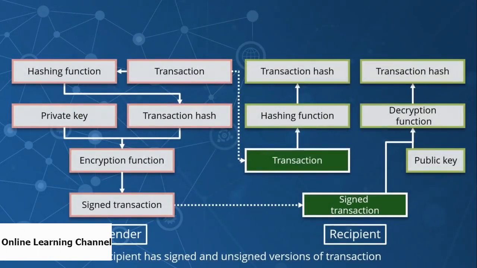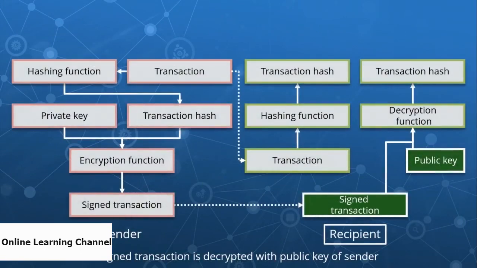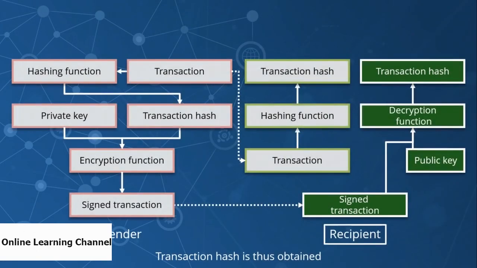At this point, the recipient has two pieces of information which have been transmitted by the sender, the raw transaction body as well as the signed version of the transaction. The recipient has another piece of information available to them though, which is the public key of the sender, and this is something which is publicly available. Both the signed transaction and the public key become the inputs to the decryption function, and the output of this function should produce the original transaction hash as long as the transaction is an authentic one.